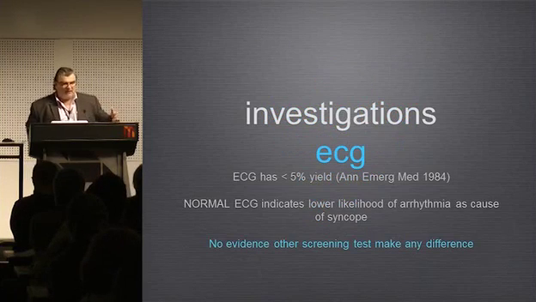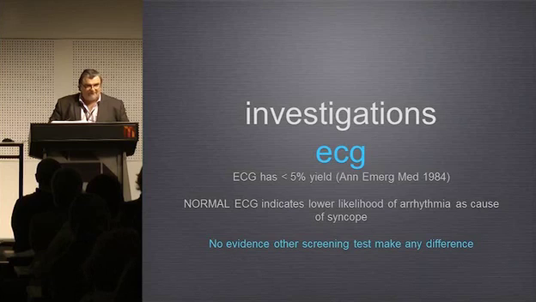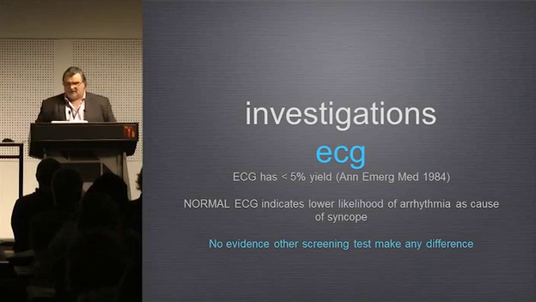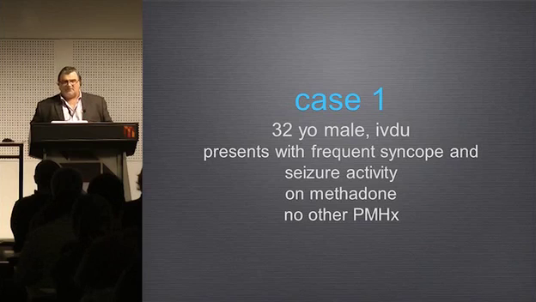The ECG is probably the only thing that makes a difference, and it's got a yield of less than 5%, so it's not that great. But a normal ECG indicates a lower likelihood of an arrhythmia as a cause of the syncope. So here's case 1. I showed this yesterday at the ECG workshop.